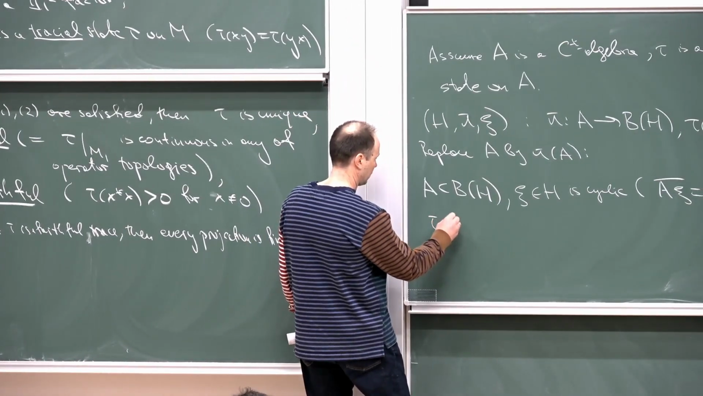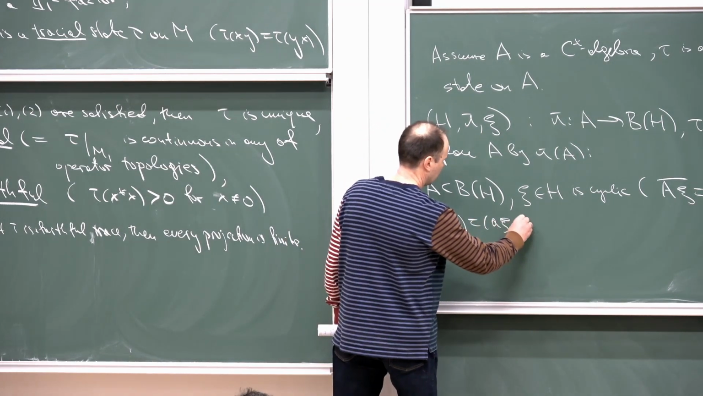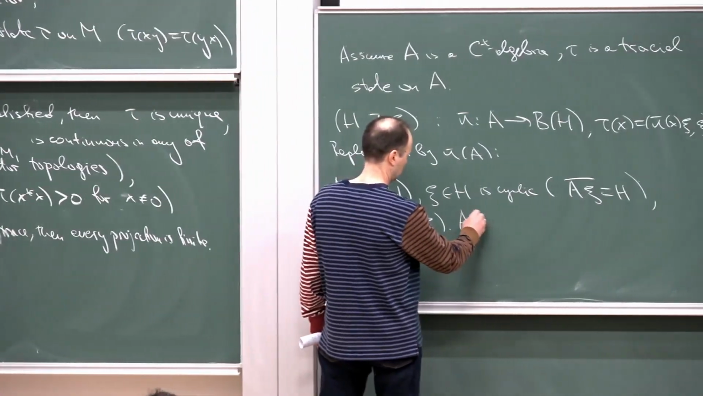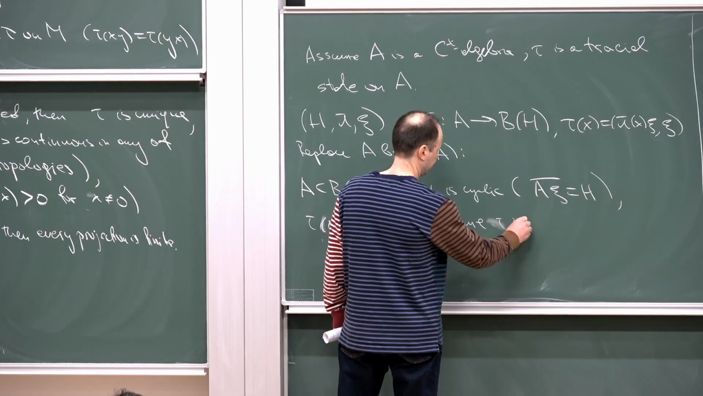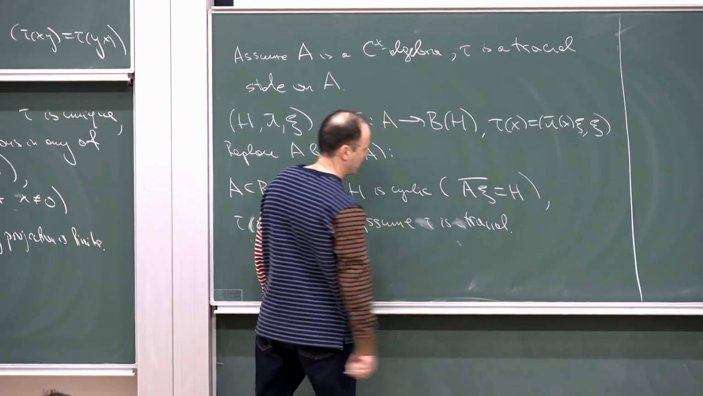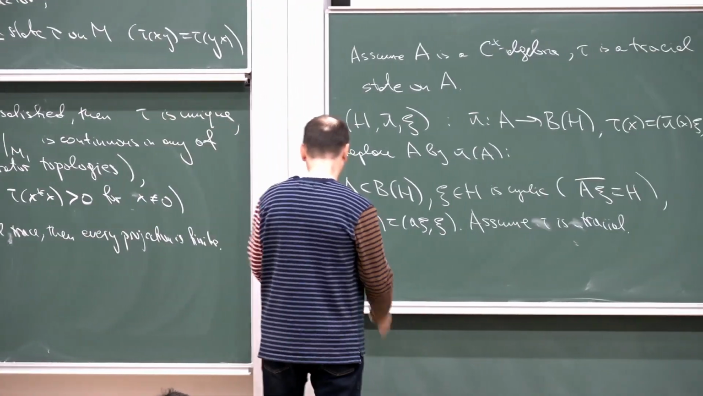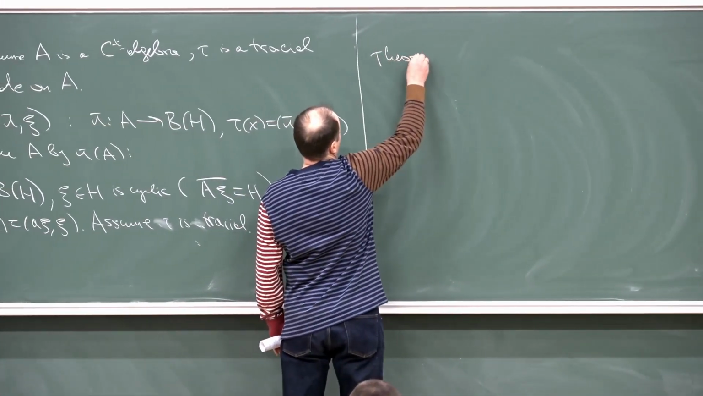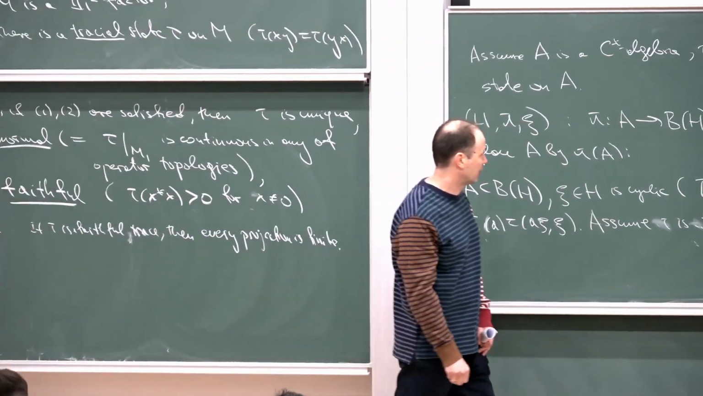And we assume that this vector defines a trace. So tau(a) is the inner product of a psi and psi, and we assume that this is a tracial vector, so tau is a trace. Okay. So then the claim, the theorem, is about the von Neumann algebra generated by the C*-algebra.